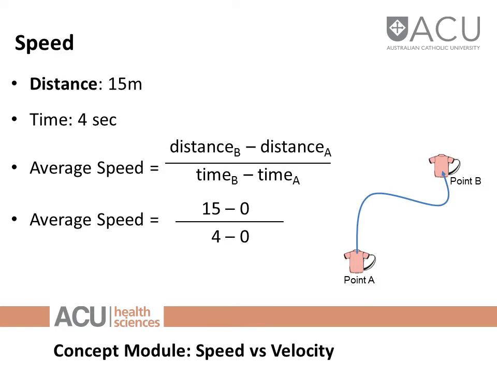But you may have examples where your distance or time at point A might be a number different than 0, so you're going to have to go through the formal or the full equation there. So you can abbreviate or formalize as you like as you develop your skills on these equations. So the average speed then, 15 divided by 4, is 3.75 meters per second. That's the speed based on distance.